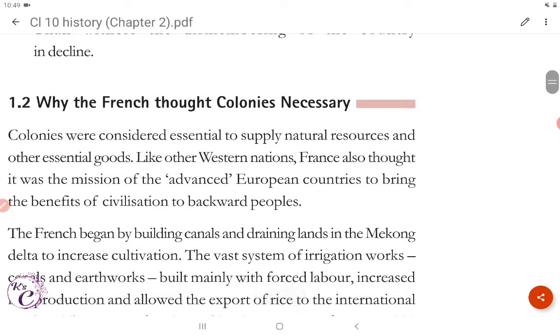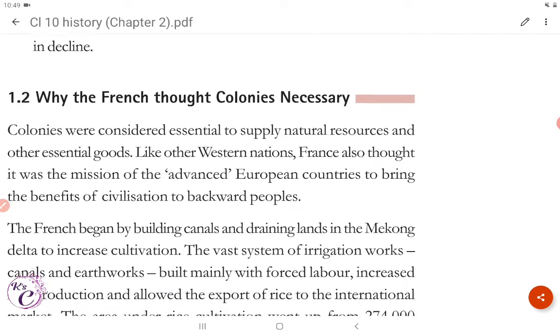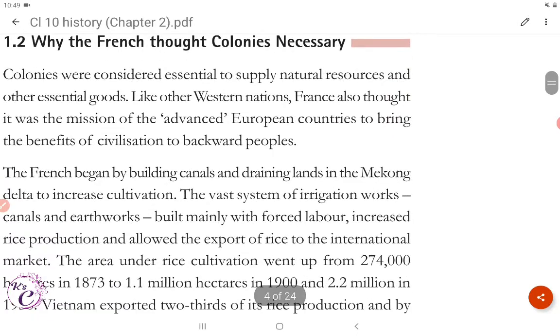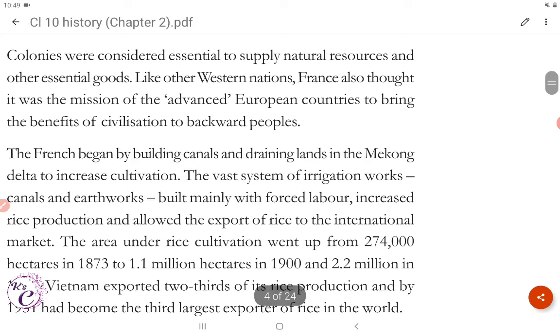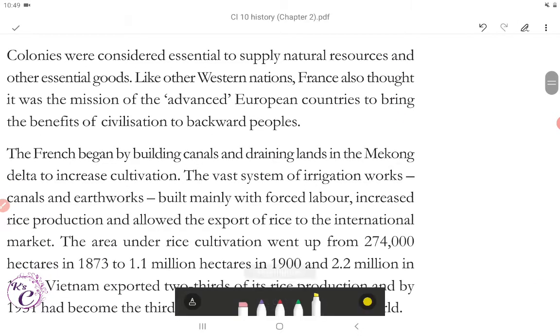1.2. Why the French thought colonies necessary. Colonies were considered essential to supply natural resources and other essential goods. Like other Western nations, France also thought it was the mission of the advanced European countries to bring the benefits of civilization to backward peoples.